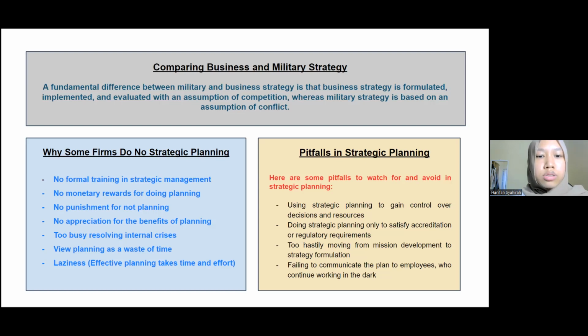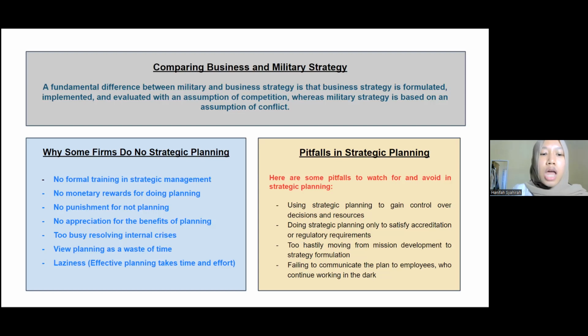And the next, we get to know why some firms don't do strategic planning. There are a lot of reasons why some organizations don't do strategic planning. The first is no formal training in strategic management, because preparing or providing training takes a lot of time. Besides taking a lot of time, it means taking a lot of cost, because you need to pay people for training your employees in order to gain strategic management knowledge.